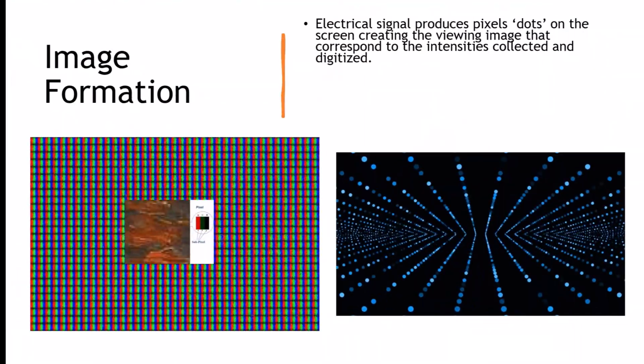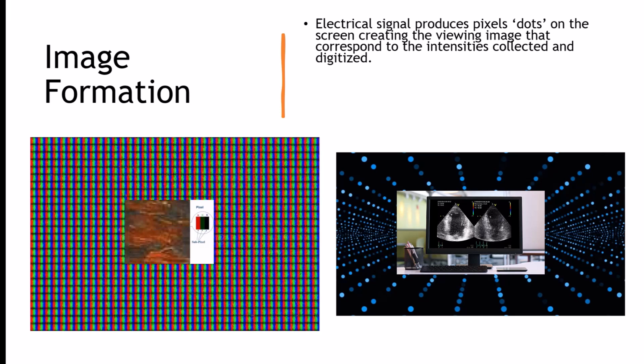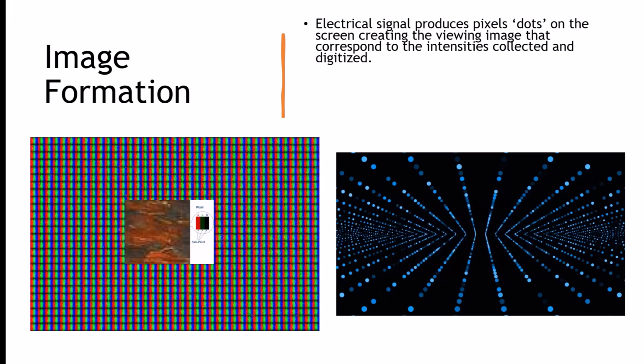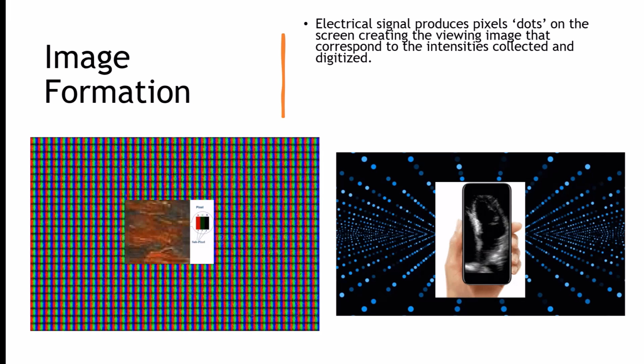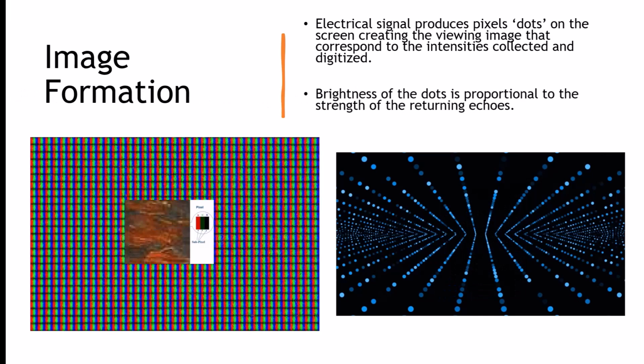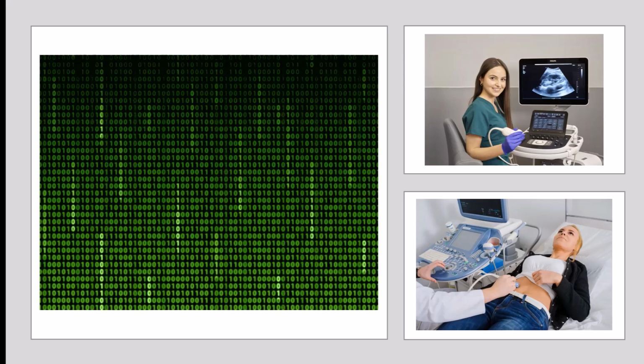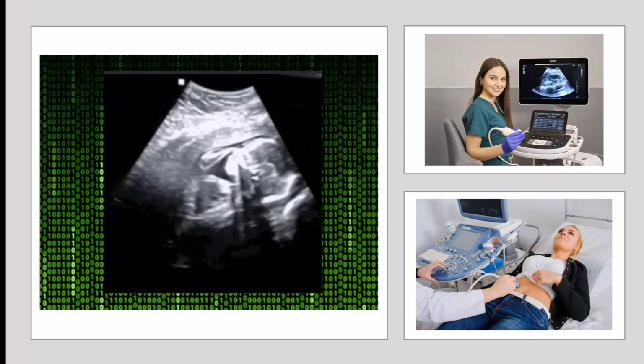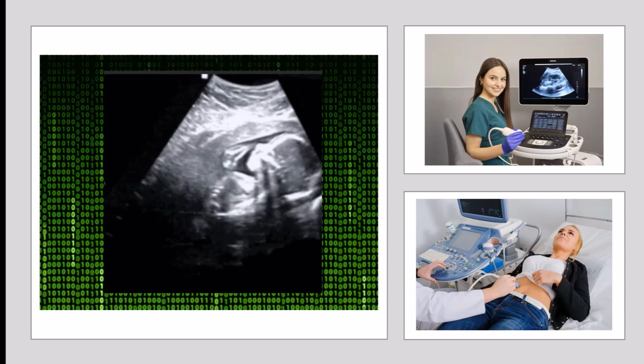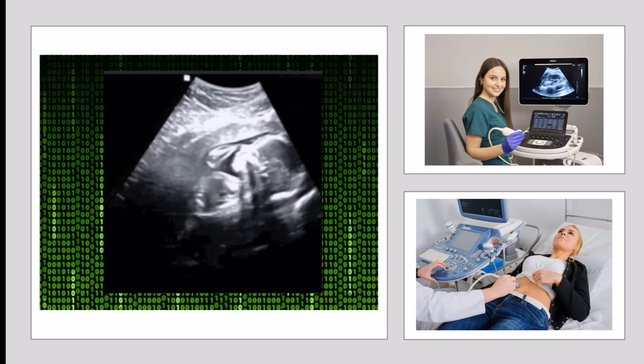An image is formed on the LCD monitor from an array of pixels or picture elements that are arranged on a matrix or screen. They create the image that corresponds to the intensities collected and digitized. The brightness of the dots or the pixels is proportional to the strength of the returning echoes. The returning echoes are recorded as data which corresponds to the intensity of the echo. We utilize this data and change the numbers into intensities.